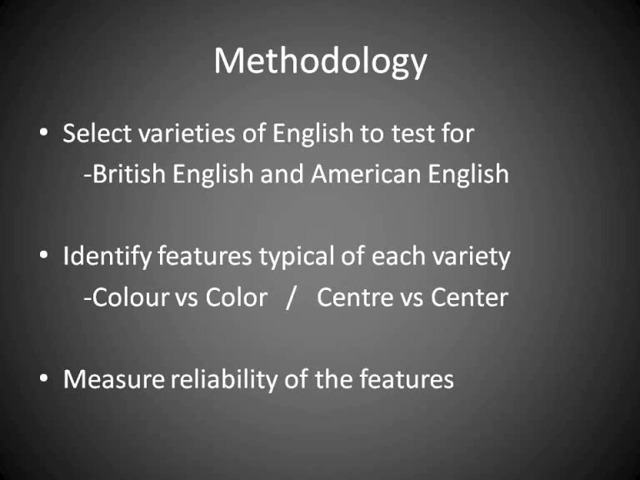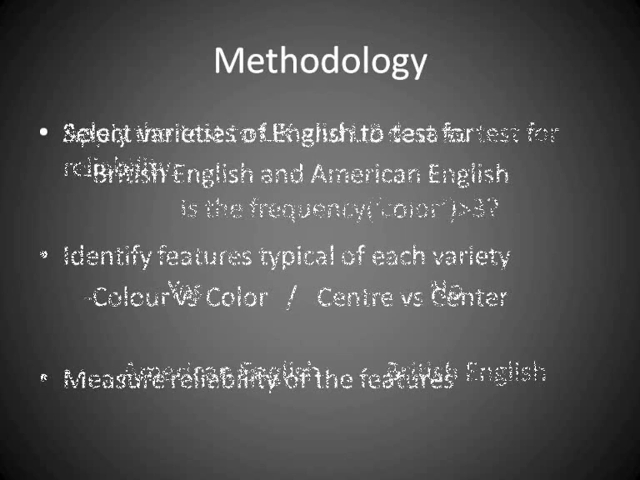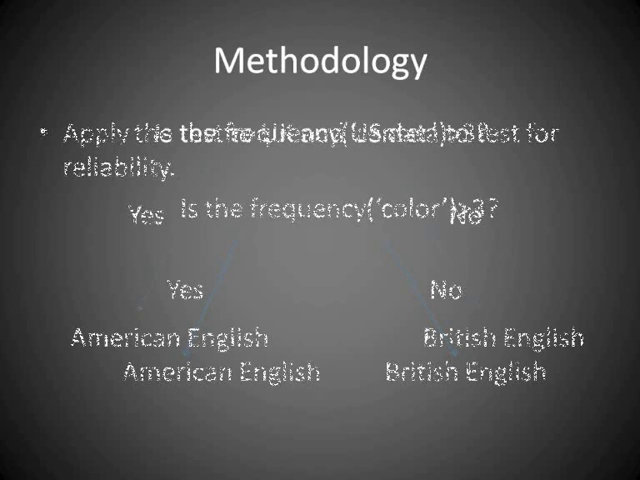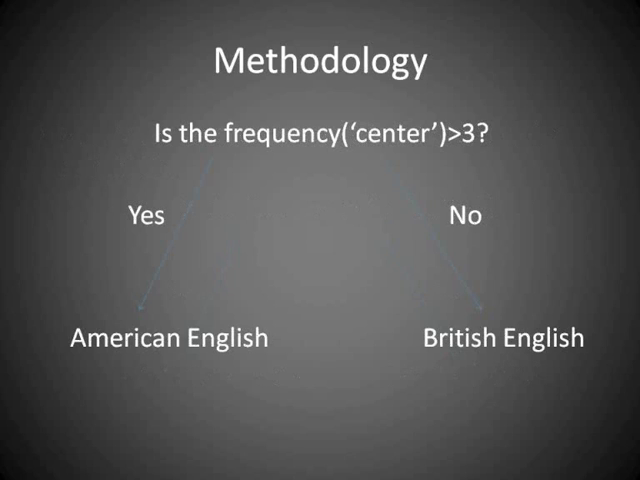Before we can search for these features within the African countries, it is paramount to check their reliability. This is done by searching for the above features within UK and US texts. Now we need to develop a classifier or decision procedure to determine the variety that a particular text favours. I've decided that if the American spelling of colour has a greater frequency than 3 within any given text, then it favours US varieties of English. If it has a frequency lower than 3, it favours UK varieties. The same applies for the word centre.